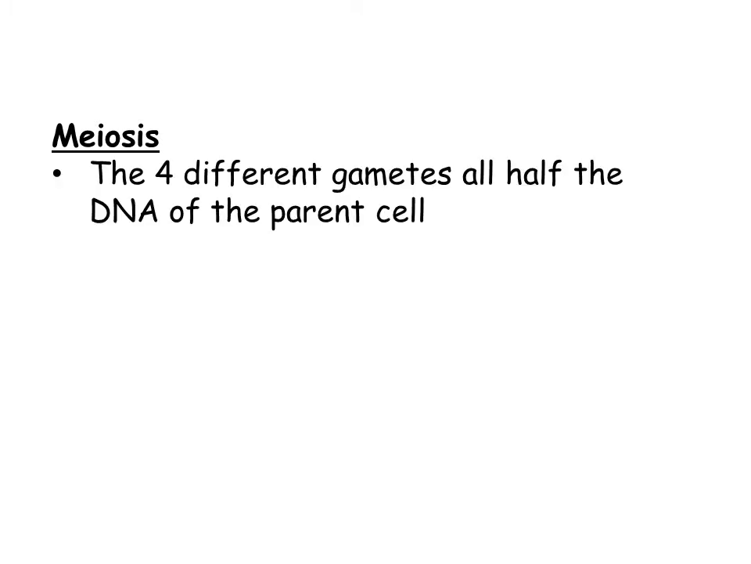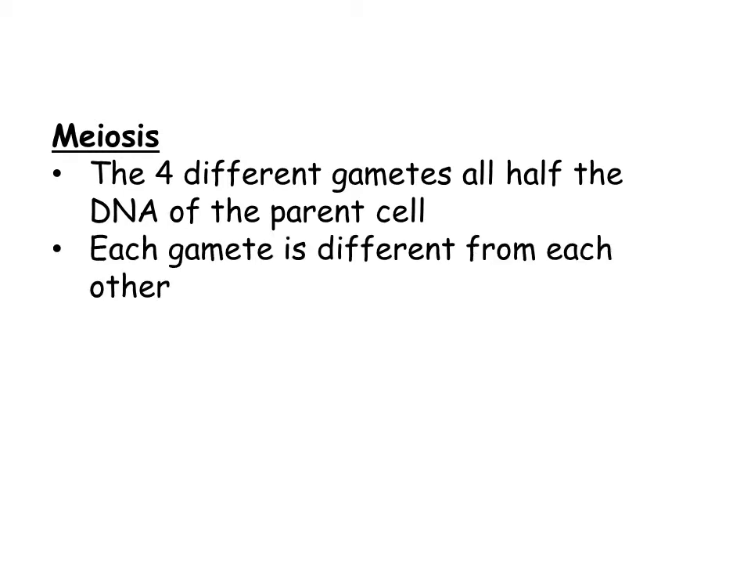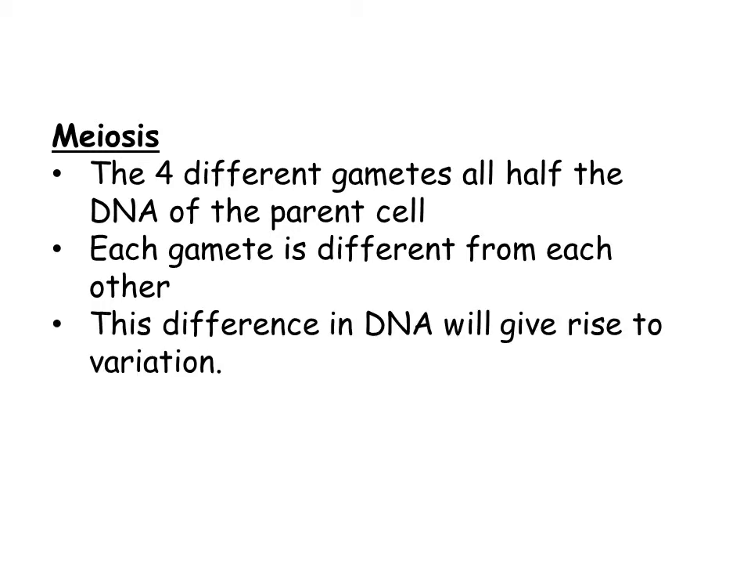So meiosis will provide 4 different gamete cells instead of the 2 that mitosis produces. And each of these 4 gametes will have half the DNA of the parent cell that you started with. Each gamete is different from each other because they've each got different chromosomes. This difference in DNA will give rise to variation, where the offspring that they will eventually make will be different from one another.